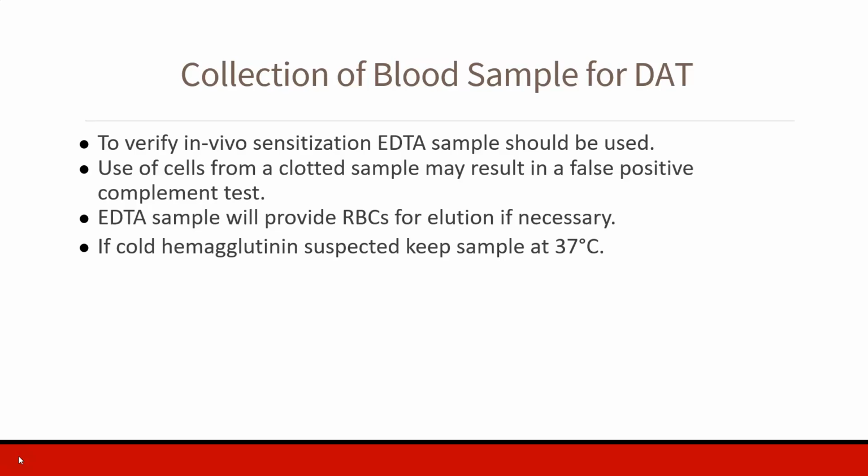If a cold hemagglutinin is suspected, keep the sample at 37 degrees. So have the sample drawn, and when it gets to the blood bank, stick it in the heat block. This will prevent cold reacting antibodies from going on to the red cell.